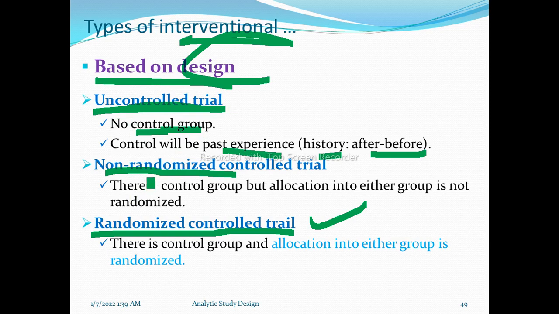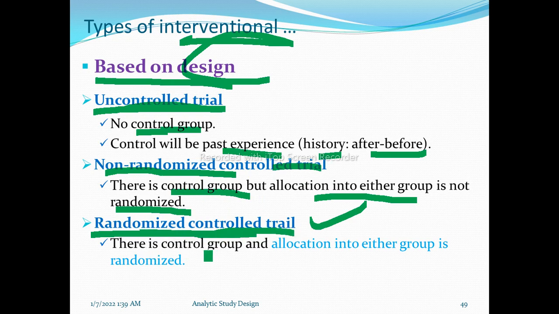The other is the non-randomized control trial. There is a control group, but allocation into either group is not randomized. So there are two groups, treatment and control group, but the problem is randomization. The intervention group and control group are not assigned randomly. So it is a non-randomized control trial. The third and best type of design is the randomized control trial.